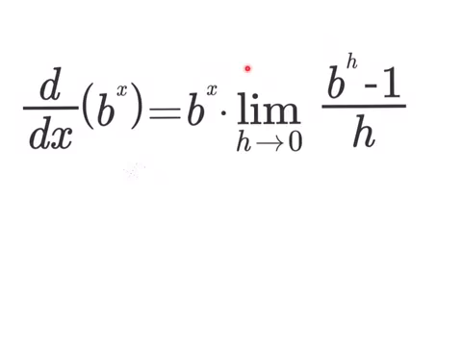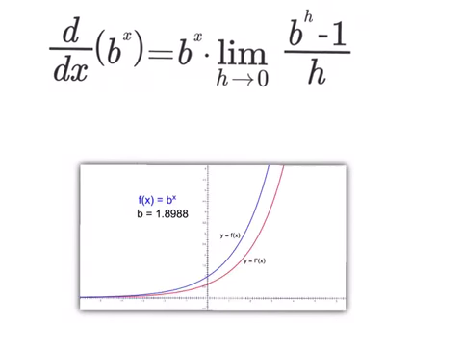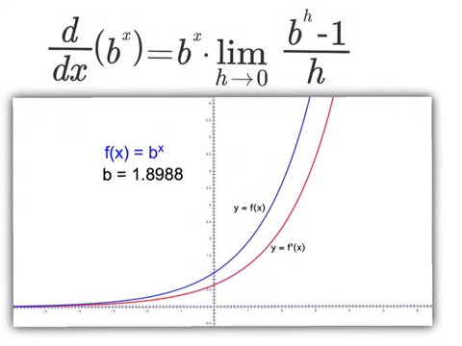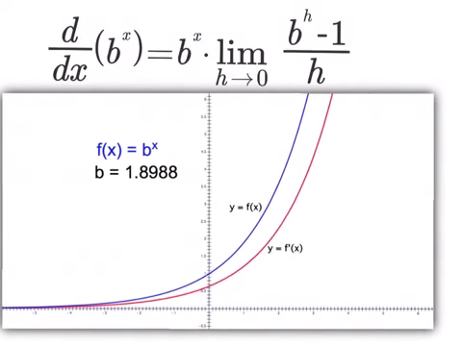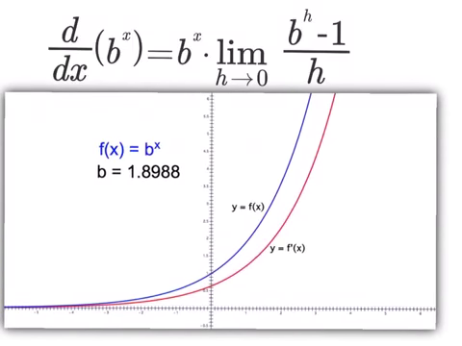Back to the graph. What we have here in the graph that just was pasted is a graph of y equals f of x equals b to the x, which is in blue, as well as its derivative, f prime of x, which is in red. And one thing I can do is see what happens when the value of b changes.